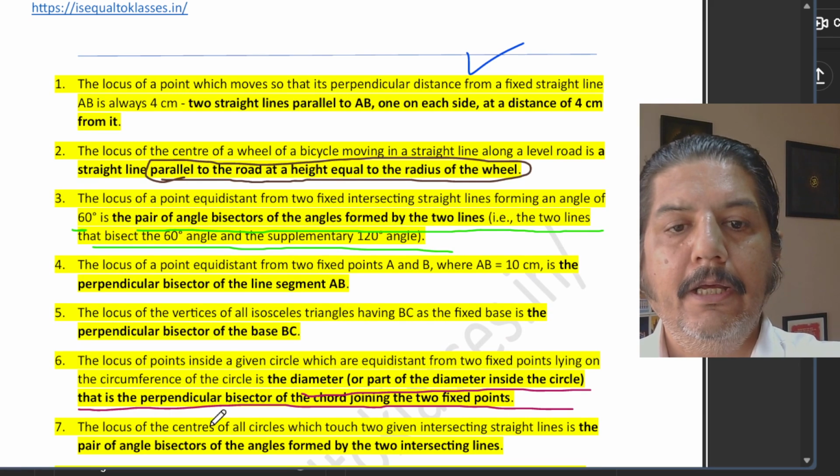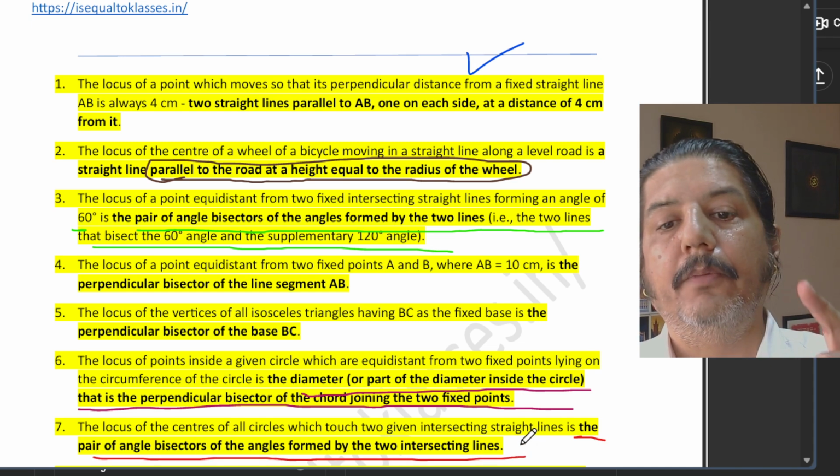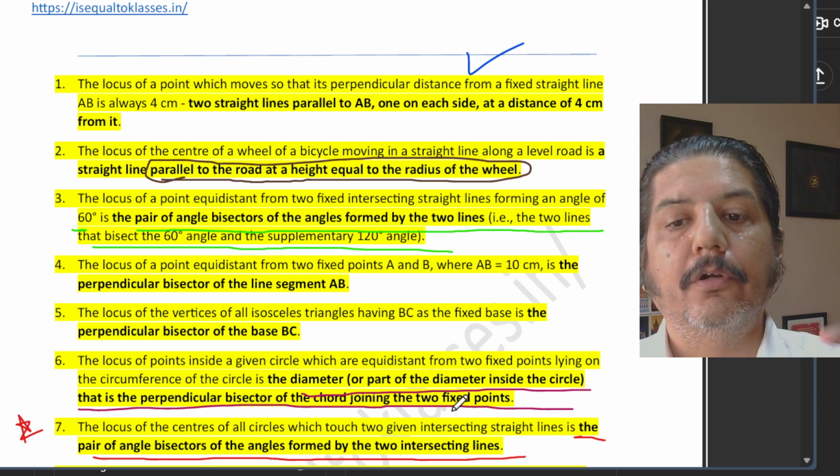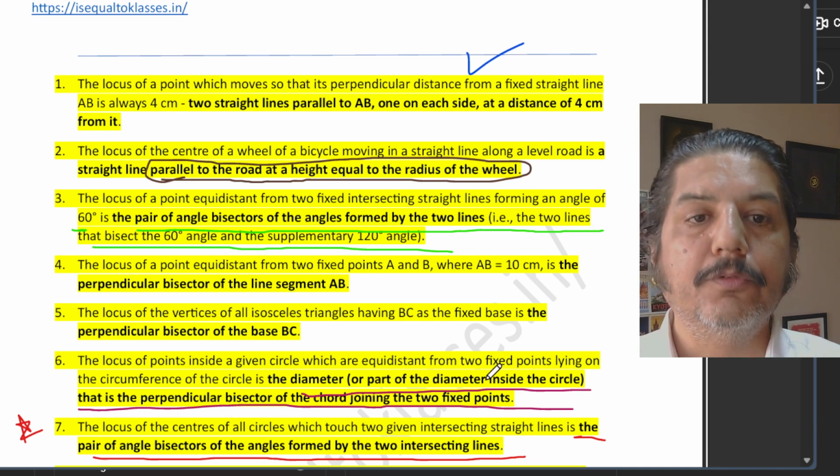The answer would be: the locus of centers of all circles which touch two given intersecting lines is the pair of angle bisectors of the angles formed by the two intersecting lines. So you will write the pair of angle bisectors of the angles formed by the two intersecting lines. Hope this is making sense.